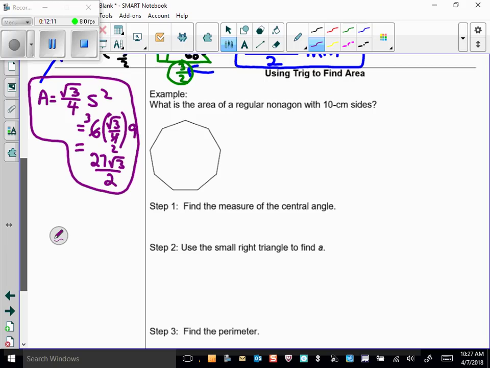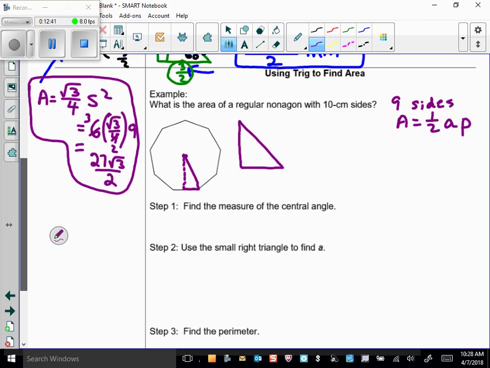Okay, now we're going to use some trig. What's the area of the regular nonagon? Well, it would help if I knew what a nonagon is. 9 sides. Area equals 1/2 AP. The side length is 10. So what I'm going to do is I'm just going to come right out here and draw my little triangle that I have to work with. And here's that triangle that I'm talking about.